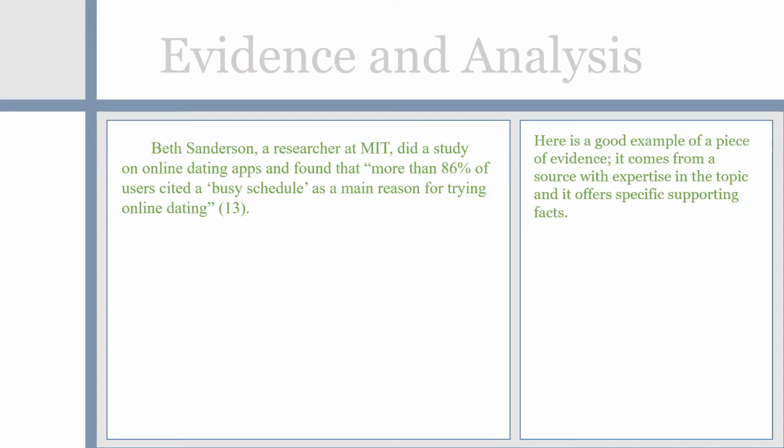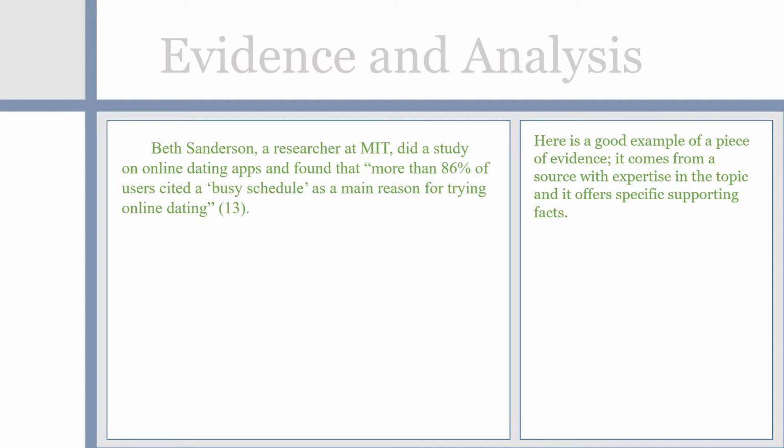For evidence and analysis, we also have some good alternate examples. First, the evidence. Beth Sanderson, a researcher at MIT, did a study on online dating apps and found that more than 86% of users cited a busy schedule as a main reason for trying online dating. Here's a good example of a piece of evidence. It comes from a source with expertise on the topic, and it offers specific supporting facts.